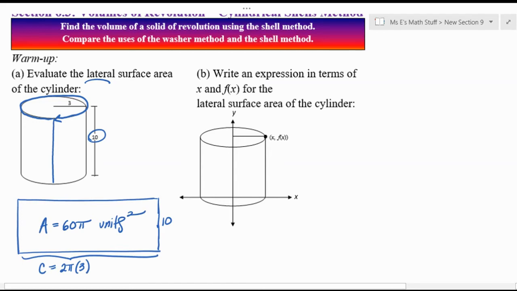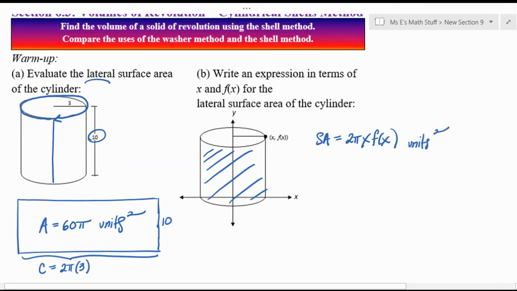Okay, now for part B, it's the same story. It's just that you have a variable radius, we're calling it x, and you have a variable height, we're calling it f of x. So let's figure out the area of the sides here, or the lateral surface area. So the surface area would equal 2 pi times the radius, which would be x in this case, and then times the height, which would be f of x. There we go. And you can be fancy and say units squared after it, I guess.